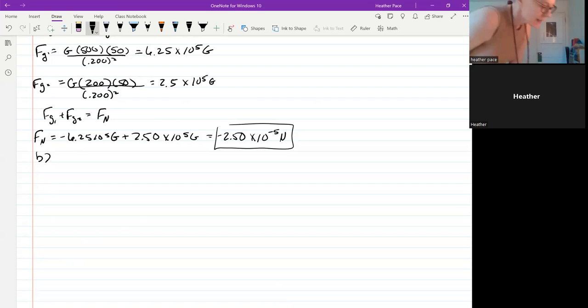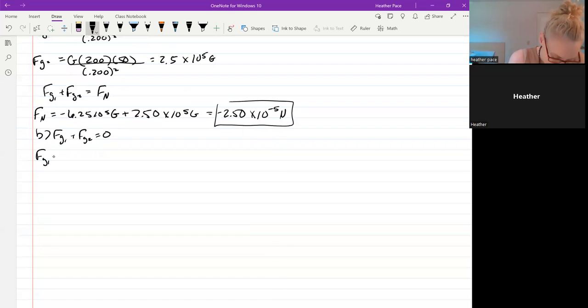So if we know that our M1 is bigger, in order to get a net force of 0, we're going to have to decrease R between M2 and M3 to increase the force, because we're not making the mass bigger. We need to find where that equilibrium is. So equilibrium, we set forces equal to 0 in this case. If we do that, we're going to have FG1 plus FG2 equals 0, or FG1 equals FG2.